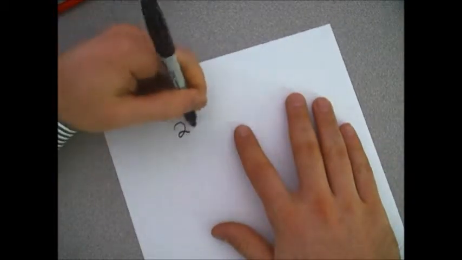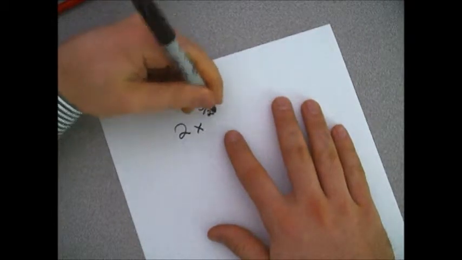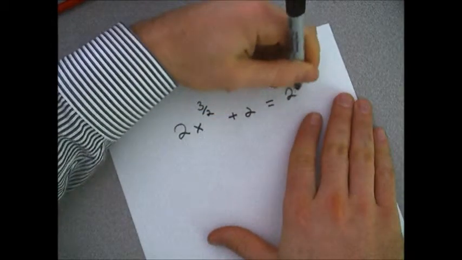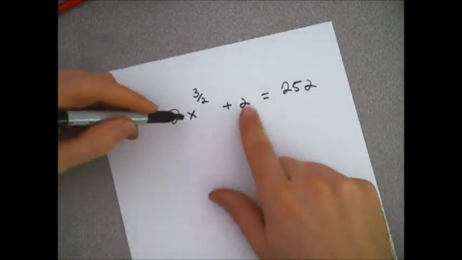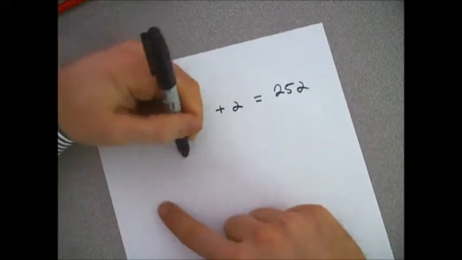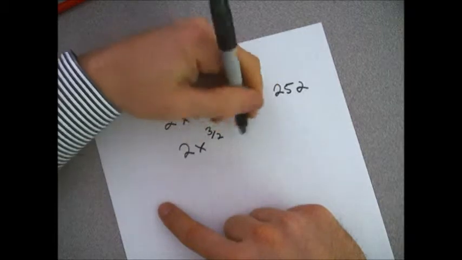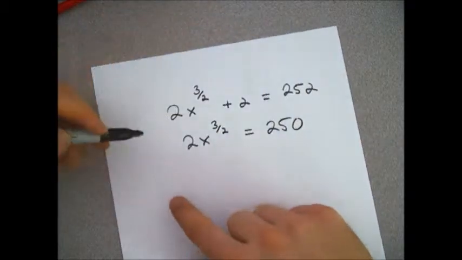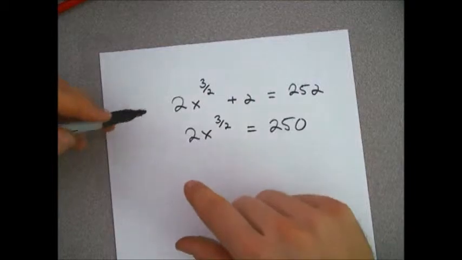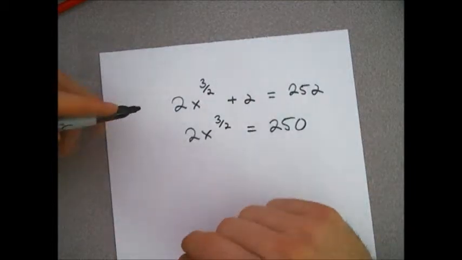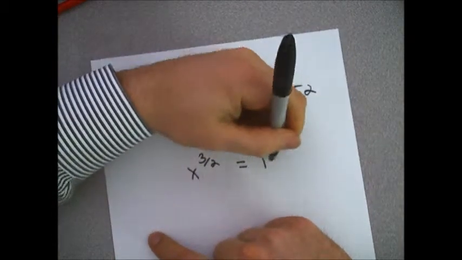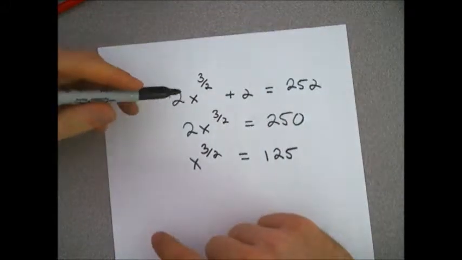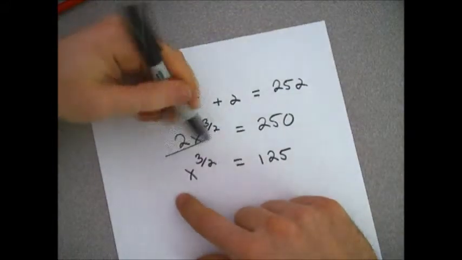Number 7, another review problem from last unit. 2x to the 3/2 power plus 2 is equal to 252. I want to get this x by itself, right? So the first thing I do is subtract 2. So 2x to the 3/2 power is equal to 250. I still want to get this x by itself. It's currently being multiplied by 2. So to undo a multiplication of 2, I divide by 2. x to the 3/2 is equal to 125. You took away the 2 from the 2x? Yeah, divided by 2.